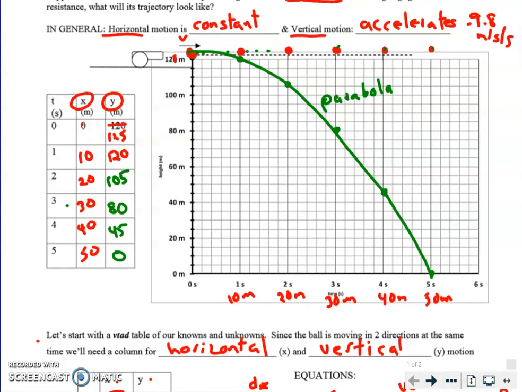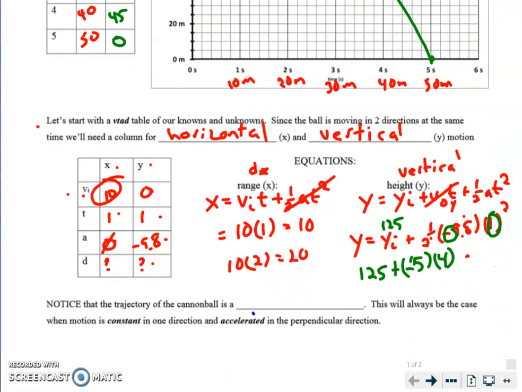Okay, so let me sum up there. Notice that the trajectory is parabolic. This will always be the case when motion is constant in one direction and accelerating in the other.